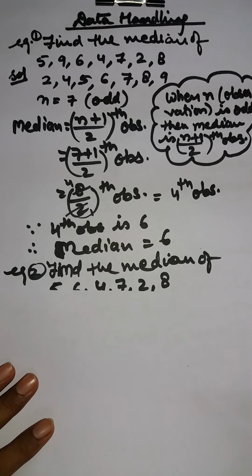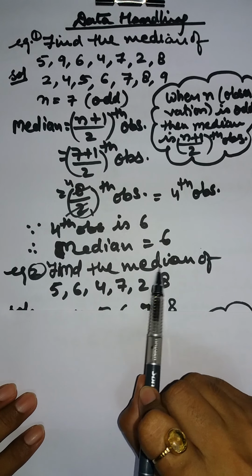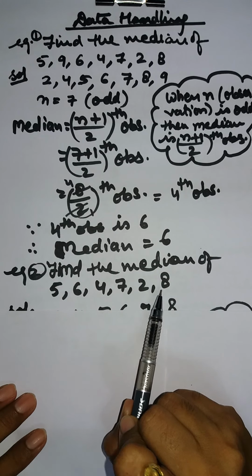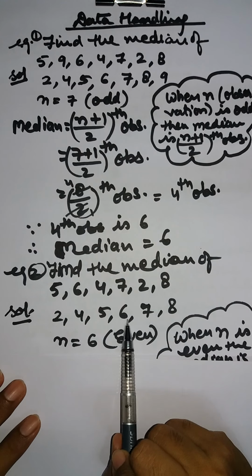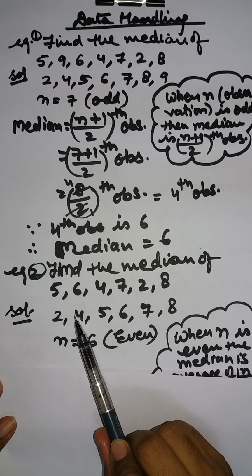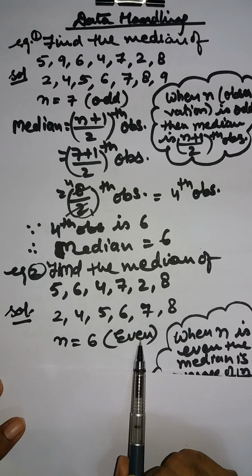Now we can take the example when the observations are even in number. Then what will we do? Find the median of these observations 5, 6, 4, 7, 2 and 8. So we again arrange them in any order. Here I have arranged them in ascending order, and I know that total observations are 6, which is even in number.